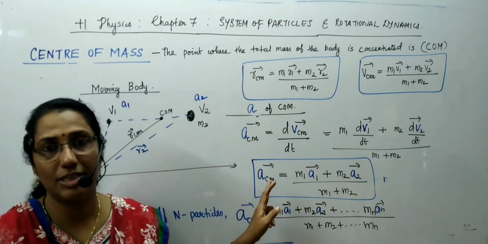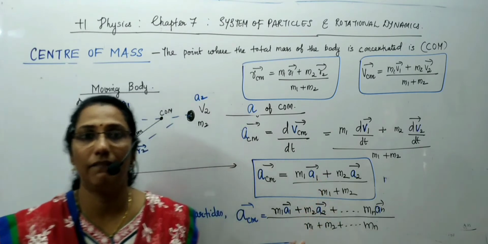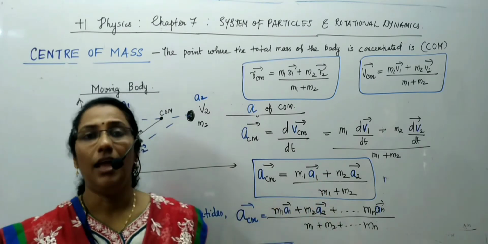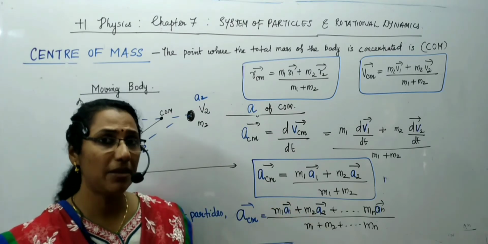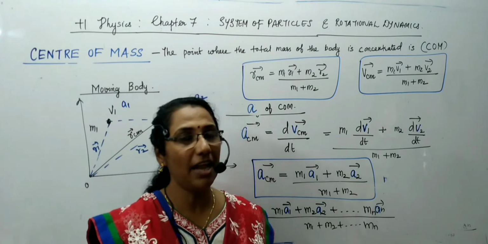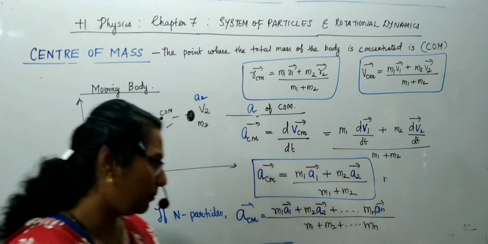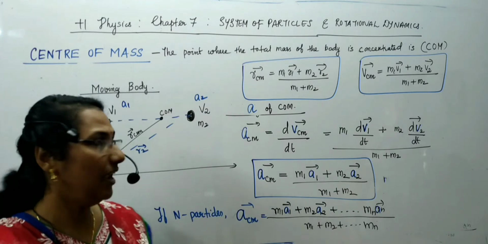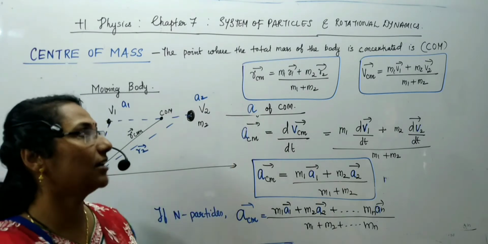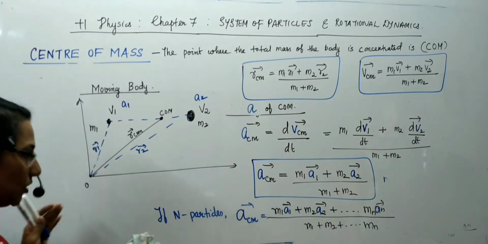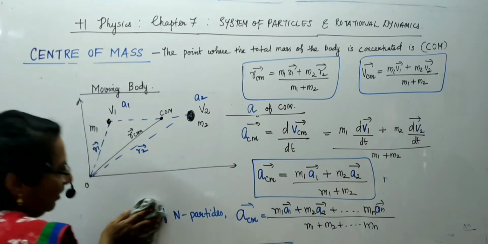Acceleration of center of mass of two particle system becomes M1A1 plus M2A2 by M1 plus M2. And n particle system: M1A1 plus M2A2 plus up to MNAN by M1 plus M2 plus M3 and so on up to MN. Clear? Manassilaayo? Okay. So, write RCM, VCM and that is the heading item, ACM. Pause cheythal detail kaanumallo? Ezhuthi.